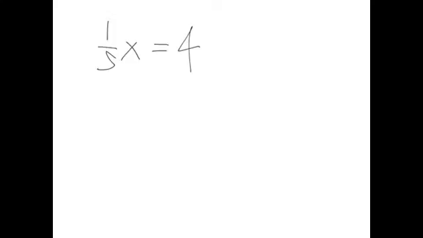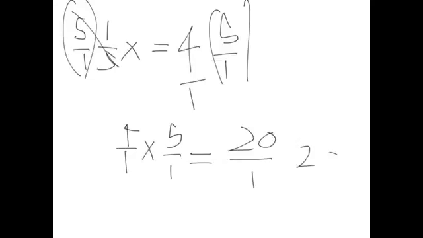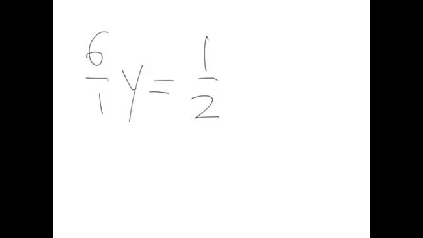First, we need to isolate the variable. So we go with the reciprocal of 1/5, and that eliminates. So then we multiply. So we have to do 4/1 times 5/1. And we can't cancel anything out, but we can multiply. So we get x equals 20. So our answer is 20.